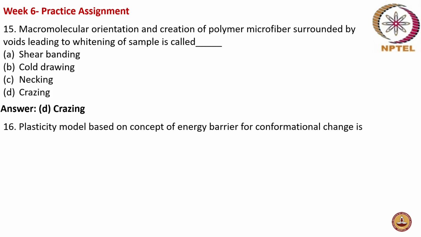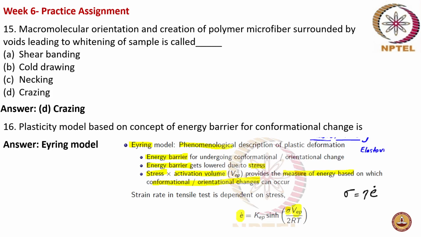Plasticity model based on the concept of energy barrier for conformational changes. Which model? Which model was based on the concept of energy barrier for conformational change? How many models were discussed in the lecture? Do you remember? Just now we had it in the recap also. Eyring model. Yes, Eyring model. So this Eyring model measures activation volume, which is based on the energy barrier, the energy barrier for undergoing orientational change. So the Eyring model is based on this energy barrier concept. Okay.